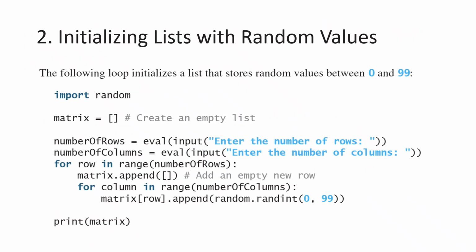Initializing a list with random values. The following loop initializes a list with random values between 0 and 99. import random. matrix = [], so it creates an empty list. numberOfRows = eval(input("Enter the number of rows")). numberOfColumns = eval(input("Enter the number of columns")). for row in range(numberOfRows): matrix.append([]), add an empty new row. for column in range(numberOfColumns): matrix[row].append(random.randint(0, 99)). print(matrix).